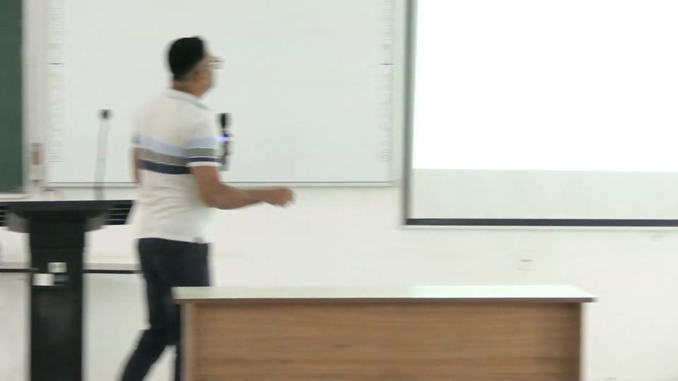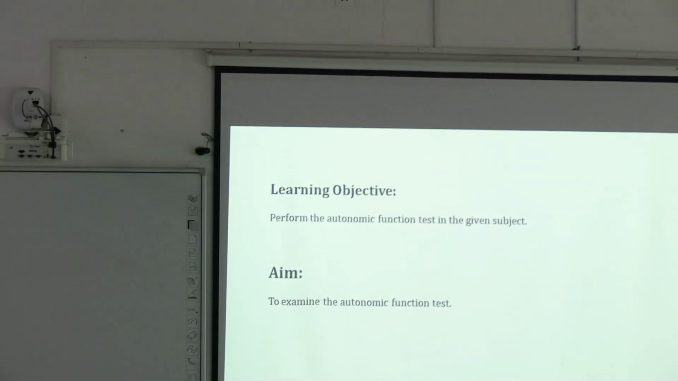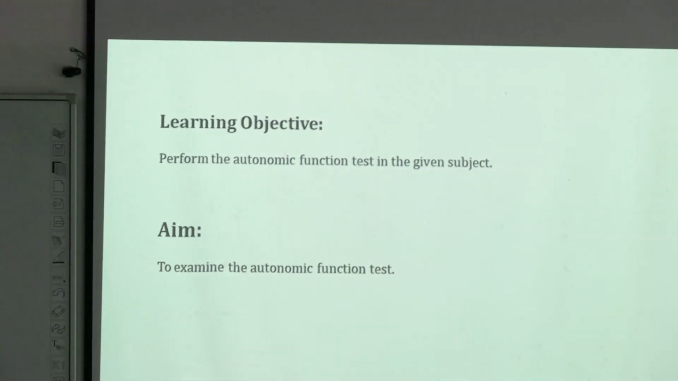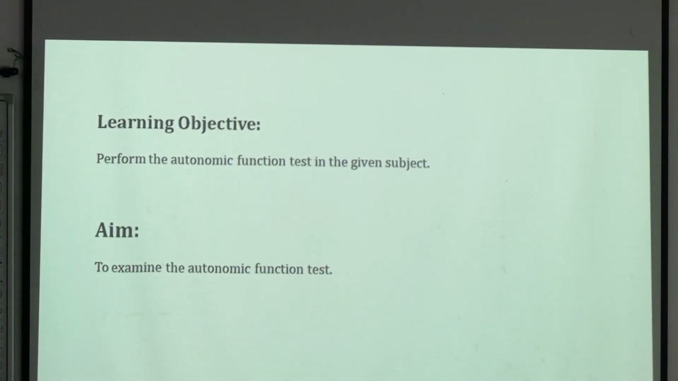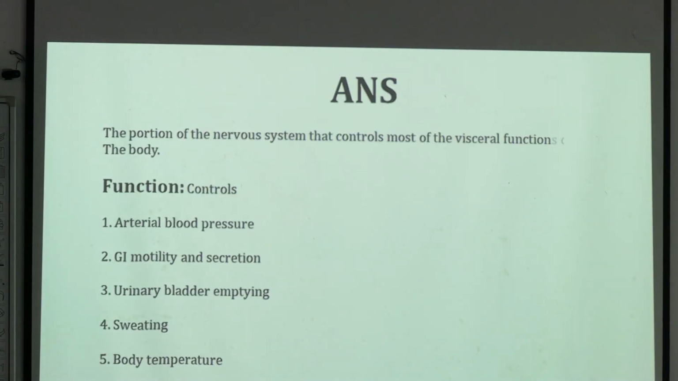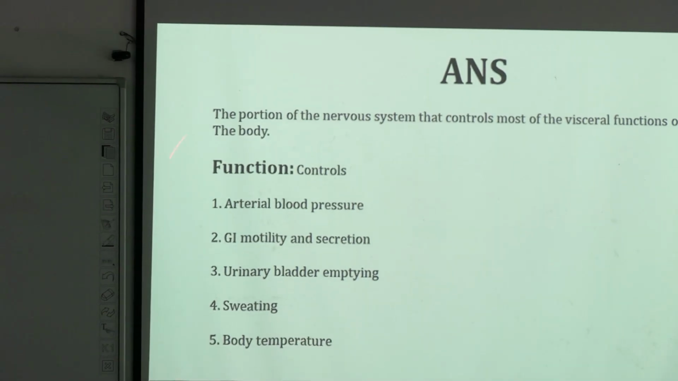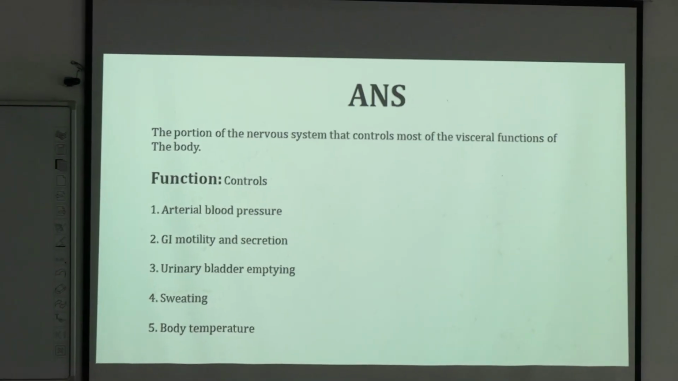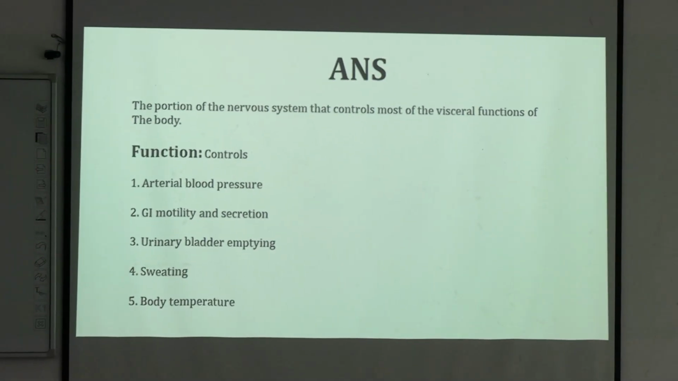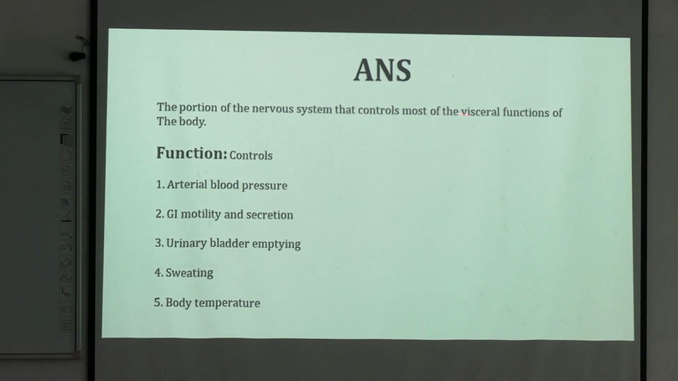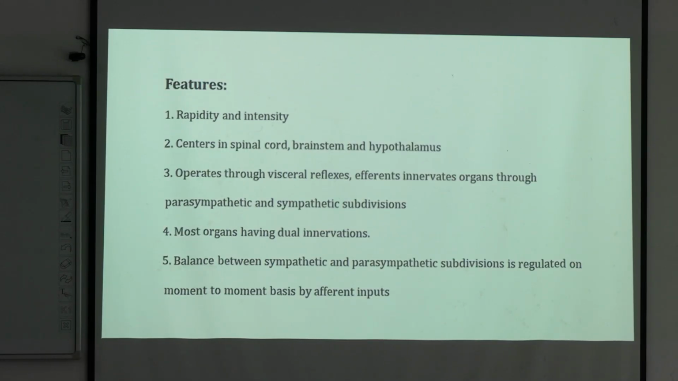Our learning objective is to perform autonomic function test in the given subject. The autonomic nervous system is the portion of the nervous system that controls most of the visceral functions, as all of you know. It controls arterial blood pressure, gastrointestinal motility and secretion, urinary bladder emptying, sweating and body temperature, and it has a few features.